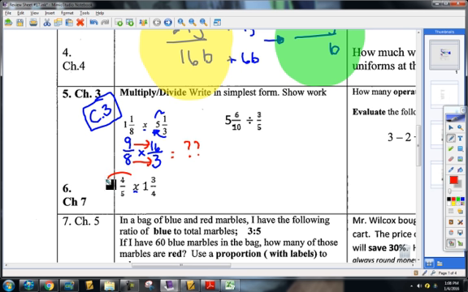Okay, same with this one here. First thing you're going to have to do is convert them to impropers. This one's already in fraction form, so you don't have to do anything with that one. But this one you will definitely have to convert. Okay, now this one is a division problem. So remember, I need to see 2 steps. If I don't see 2 steps, it will be wrong. I will count it wrong.